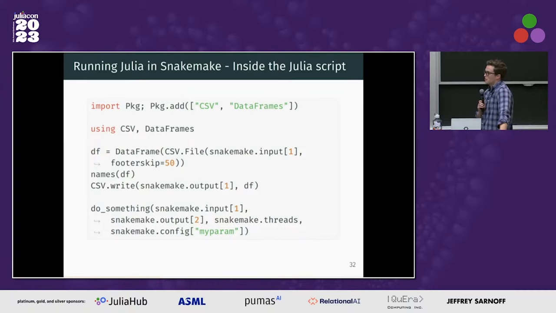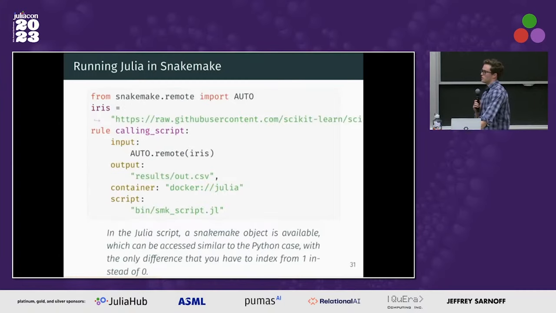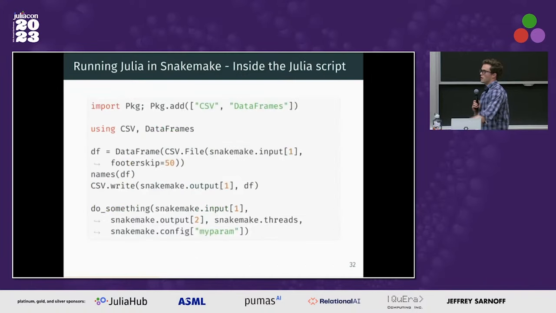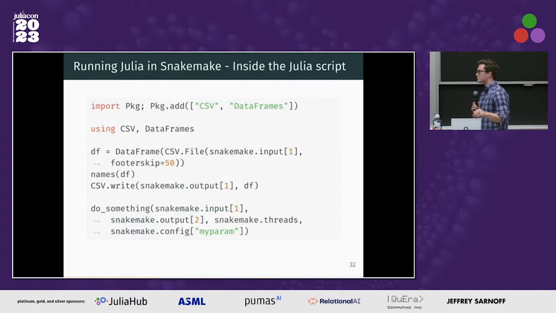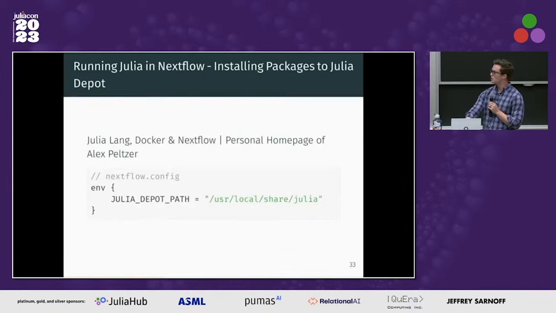So that SnakeMake.input traces back to this input here. And that would be the IRS data set, for example, loading those up. And then the CSV write on the output, you can then just reference that. That's going to be the out.csv. And so that's really powerful. And then you can start referencing various configs and various params from that as well. So Julia can just plug into SnakeMake there and you can start using it.